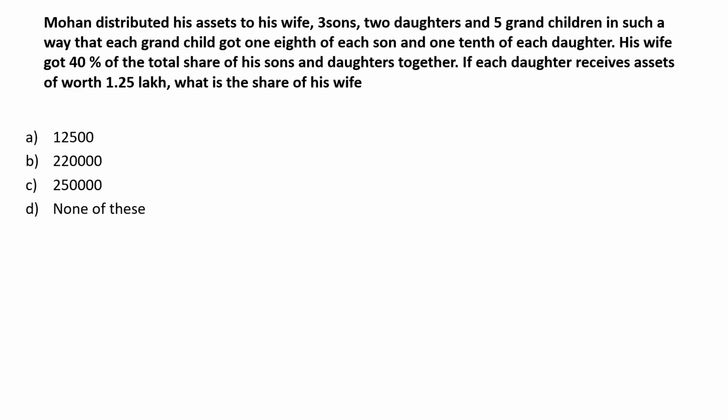Mohan distributed his assets to his wife, 3 sons, that means the number of sons is 3, 2 daughters and 5 grandchildren, which is 5 members. He has 1 wife, 3 sons, 2 daughters and 5 grandchildren, and he distributed his assets among them, in such a way that each grandchild got 1/8 of each son and 1/10 of each daughter.